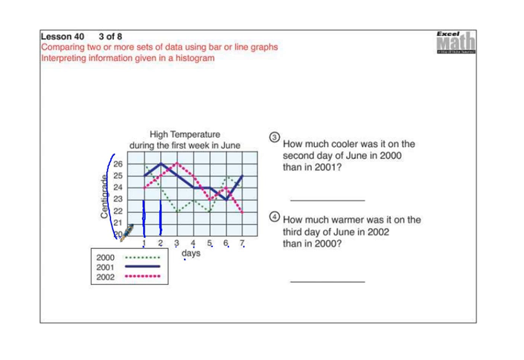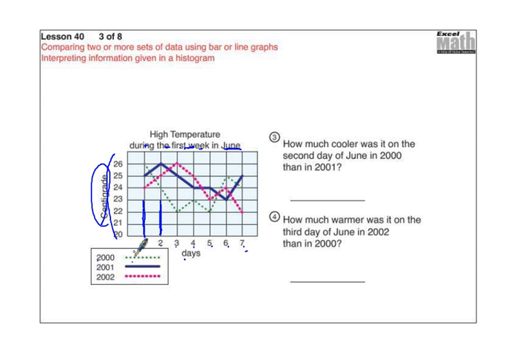Across the side is the temperature in centigrade. It says high temperature during the first week in June. And so these are Celsius temperatures. They're in centigrade. And since this is June, this must be June 1st. It's the first week of June, so it's the first 7 days of June.